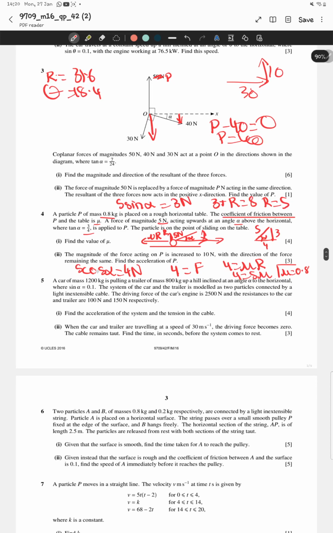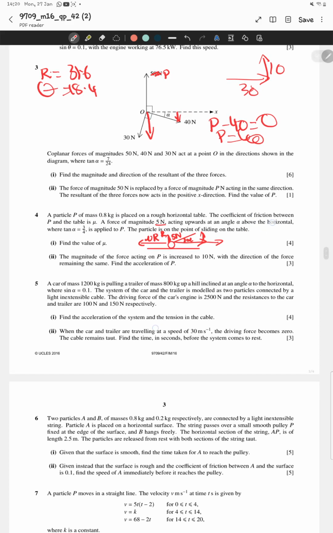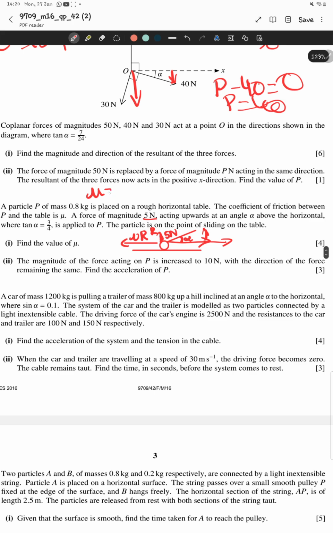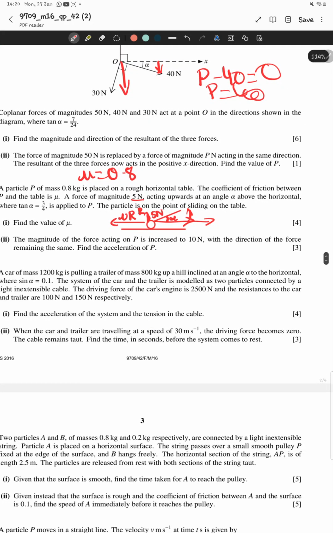Now we can just remove this. So mu equals 0.8. The second part says that the magnitude of the force acting on P is increased to 10 newtons, with the direction of the force remaining the same. So this force, the 5 newton, is now changed to 10, with the direction of the force remaining the same. Find the acceleration of P.